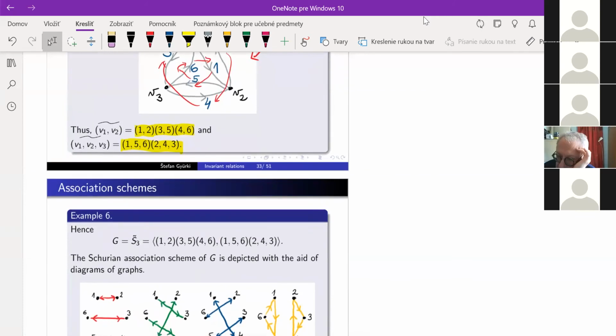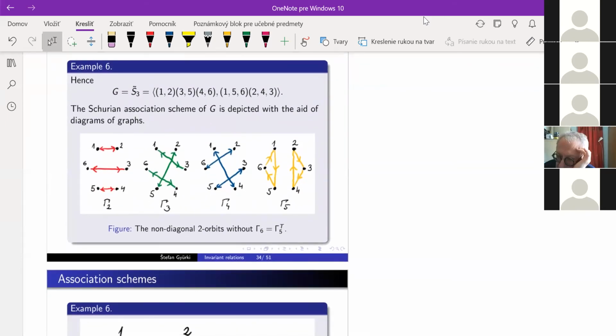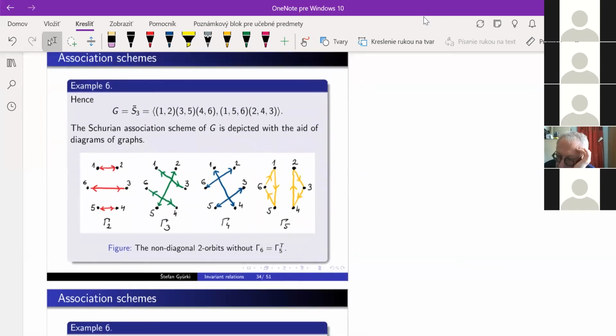And we now took its action of degree 6. So I can consider a permutation group G on 6 points, which will be generated precisely by these generators. And to see the Schurian association scheme corresponding to this group, I can write the pictures or the diagrams of the basic graphs.